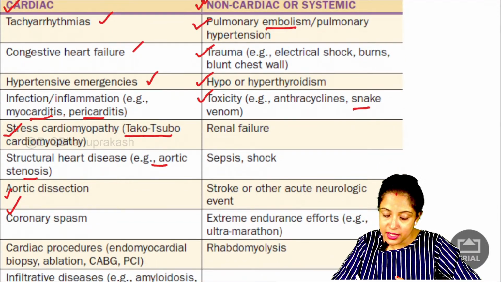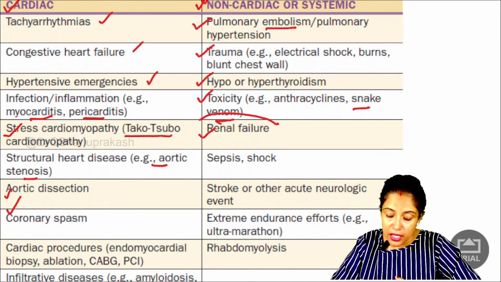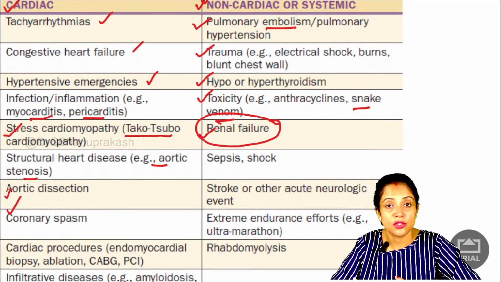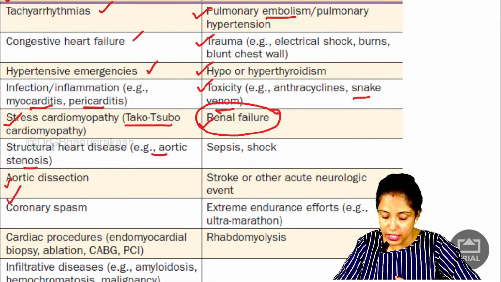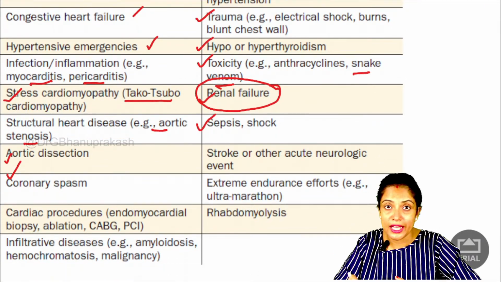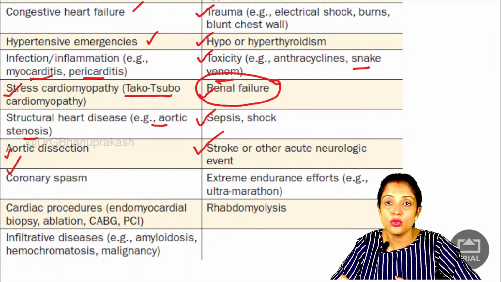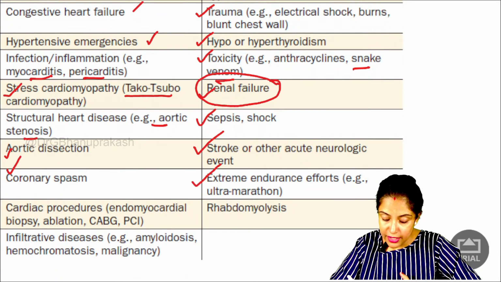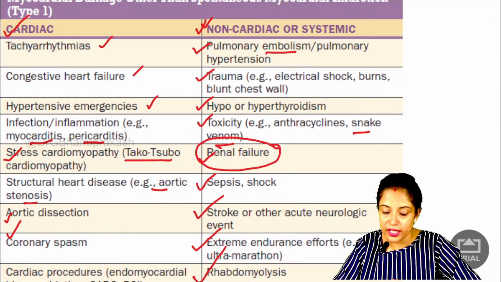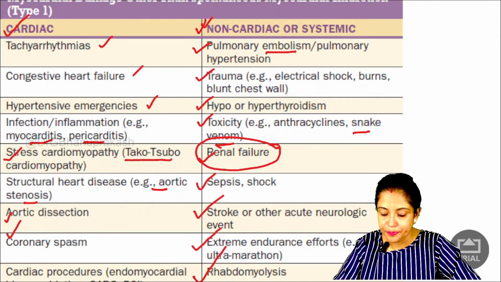snake bite, renal failure, again one of the clinically very important causes, because if we look for troponin in a patient diagnosed to have CKD or chronic kidney disease, the troponin level will already be elevated on evaluation. Sepsis, shock, in those cases also cardiac troponin can be elevated. Stroke or other acute neurologic event, extreme endurance effort, rhabdomyolysis. So these are the non-cardiac or systemic causes of elevation of cardiac troponin.